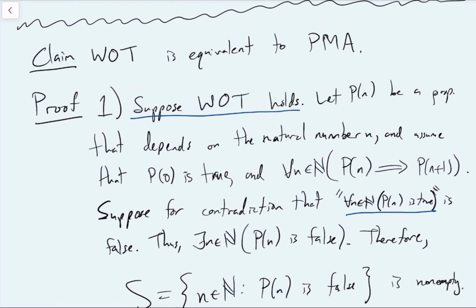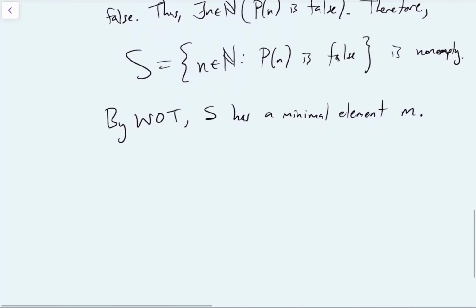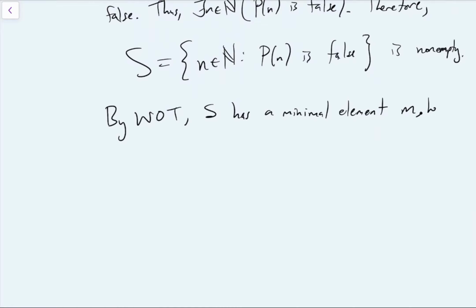Now my goal is to derive a contradiction. So what this means is that S has a minimal element m, hence P of m is false. So now, how am I going to derive a contradiction here?